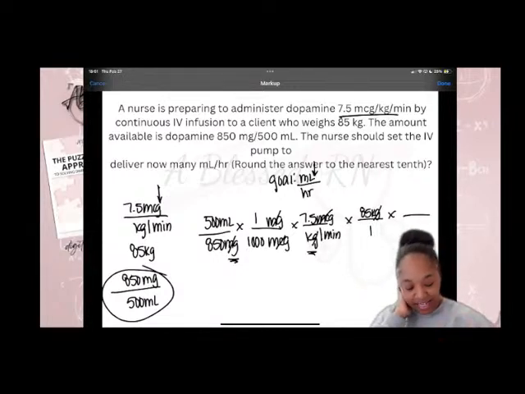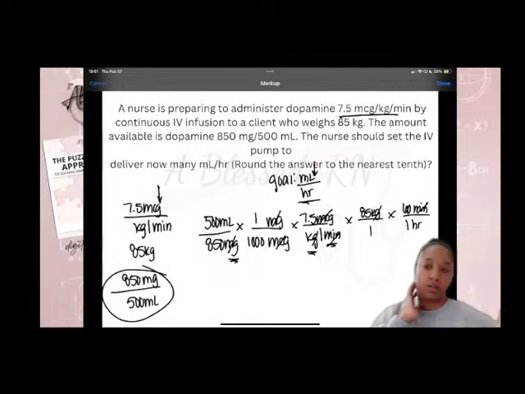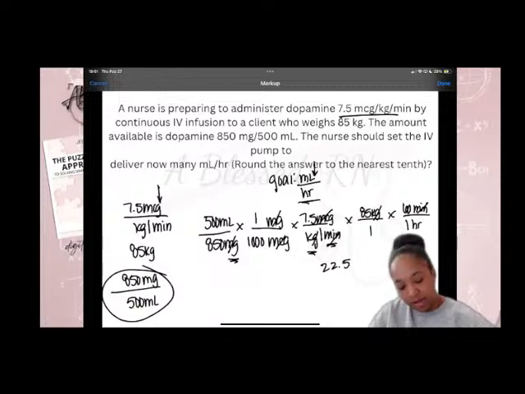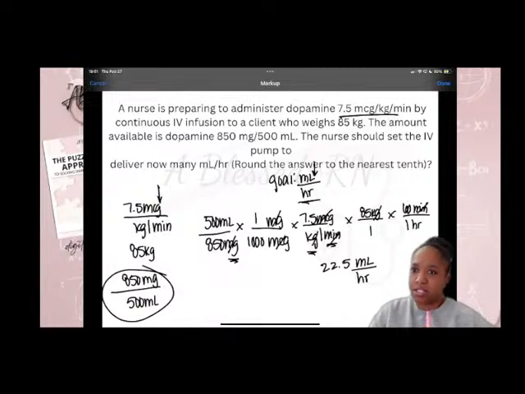All right. So now the last thing that's left is the minute, right? We need hour. So we'll do 60 minutes is 1 hour. So 500 times 7.5 times 85 times 60 divided by 850 divided by 1,000 equals 22.5. And we can leave our answer like such because it asks us to round to the nearest tenth place. Wait a minute, 500 times 7.5 times 85 times 60 divided by 850 divided by 1,000. Yeah, 22.5.